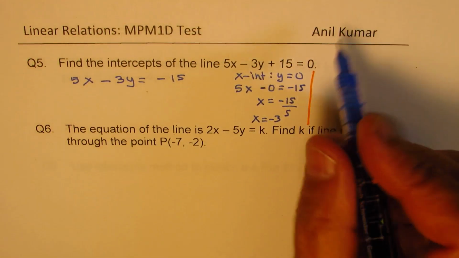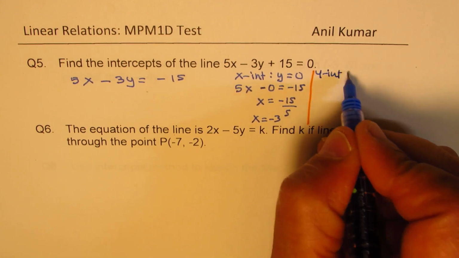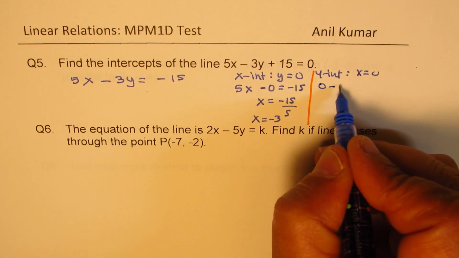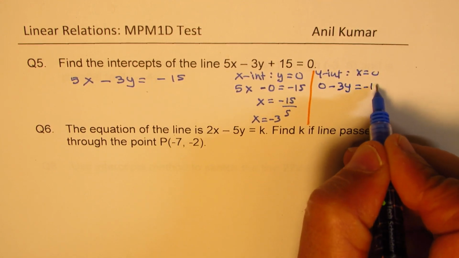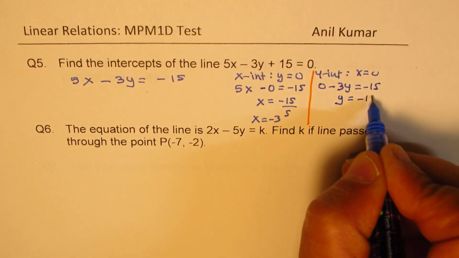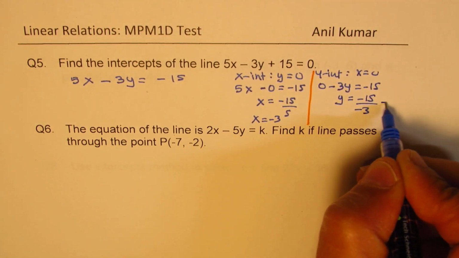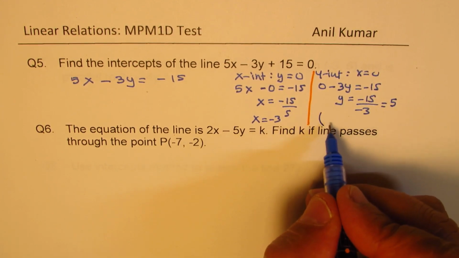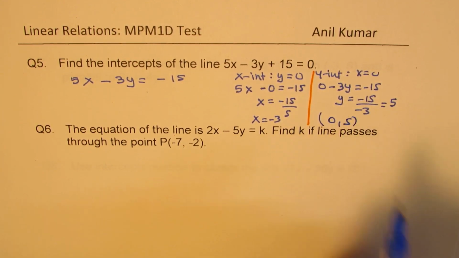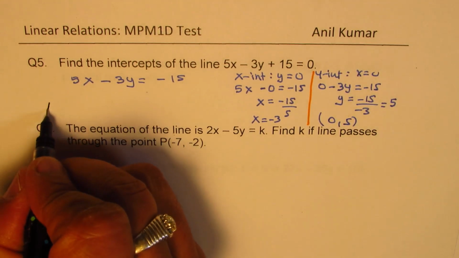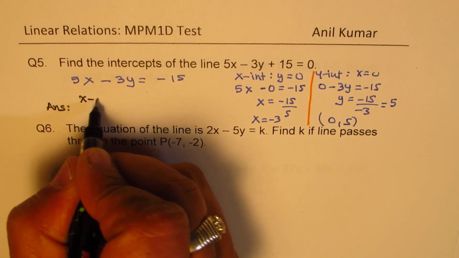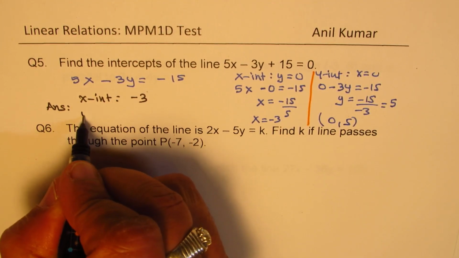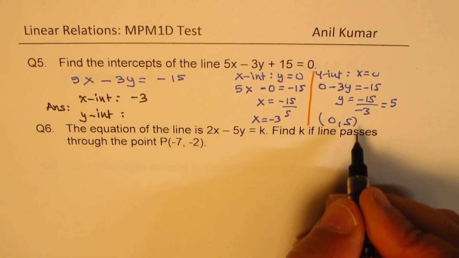Now to find y-intercept, we'll substitute x equals to 0 in this equation. So we get 0 minus 3y equals to minus 15, and y will be equals to minus 15 over minus 3, which is equal to plus 5, right? So the y-intercept will be at 0 we have plus 5, correct? So we can write down our answer, which is x-intercept is at minus 3 and y-intercept is at 5.